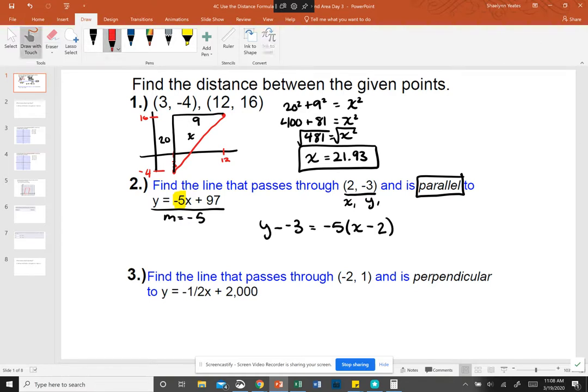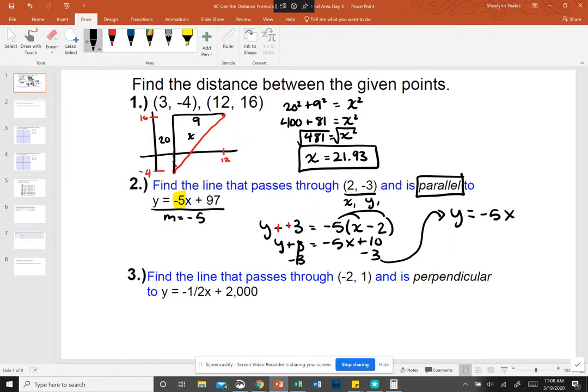So from here, I like to simplify it. And every time I subtract a negative, I need to remember that it's actually adding a positive. So this is really y plus 3. And if I distribute this -5, I get -5x, and -5 times -2 is a positive 10. Now I'm super close to y equals. I've got to subtract this 3 over to this side in order to get that. And this becomes y equals -5x plus 7, because 10 minus 3 is a positive 7. And there's my line that would be parallel to y equals -5x plus 97. And if you actually graphed those two on Desmos, you would see that.